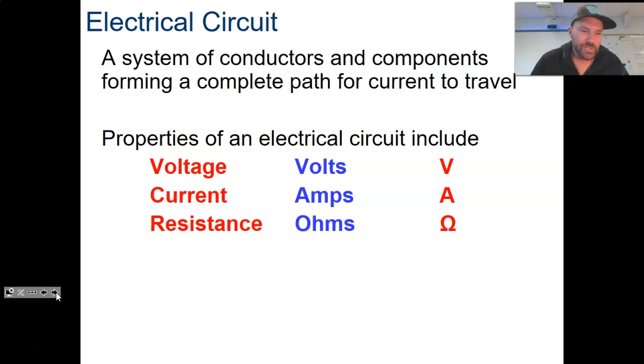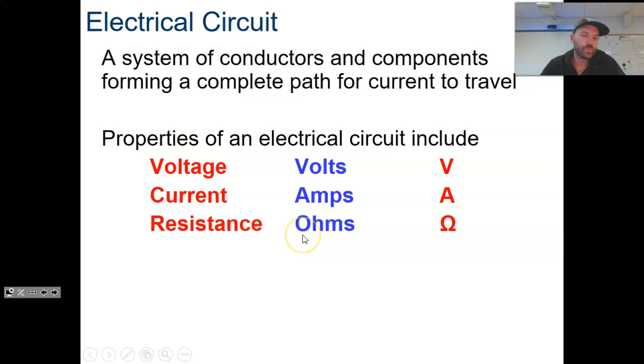A few electrical terms: voltage, current, and resistance. Voltage, the units for voltage we call volts. Like maybe you've heard of 120 volts or a 9-volt battery or a 12-volt battery. The abbreviation for voltage is the letter V. Current, that's how much electricity is, how many electrons are flowing per second. The units are amps, and that's abbreviated with the letter A. And then resistance. Resistance is the opposition to current flow. How easily electrons will flow through a conductor.